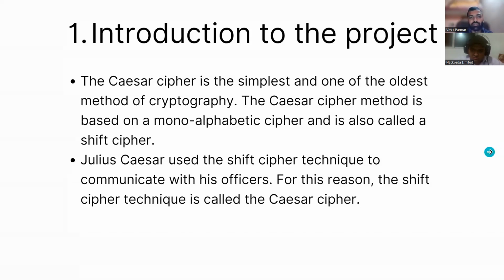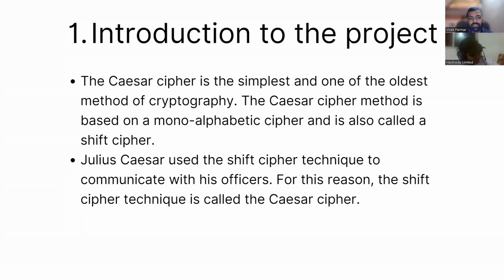So what is Caesar cipher? Caesar cipher is the simplest and one of the oldest methods of cryptography. The Caesar cipher method is based on a mono-alphabetic cipher and is also called a shift cipher. So what is a mono-alphabetic cipher? A mono-alphabetic cipher means that it will replace each letter of the plain text with a corresponding letter of the cipher text. It will replace every letter which is available in the message with another cipher text letter.